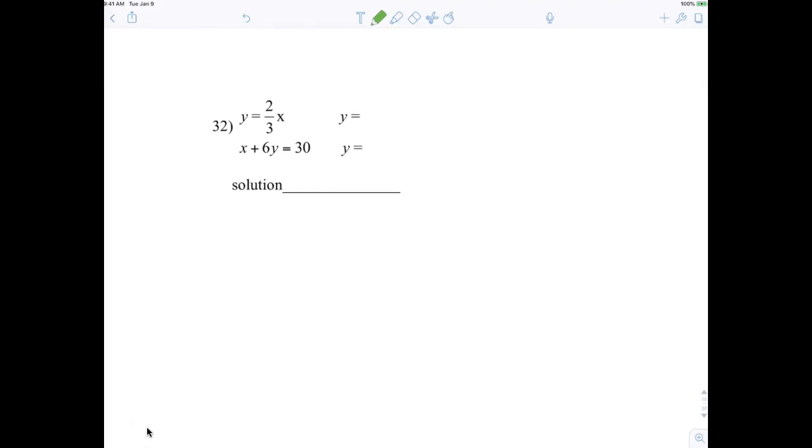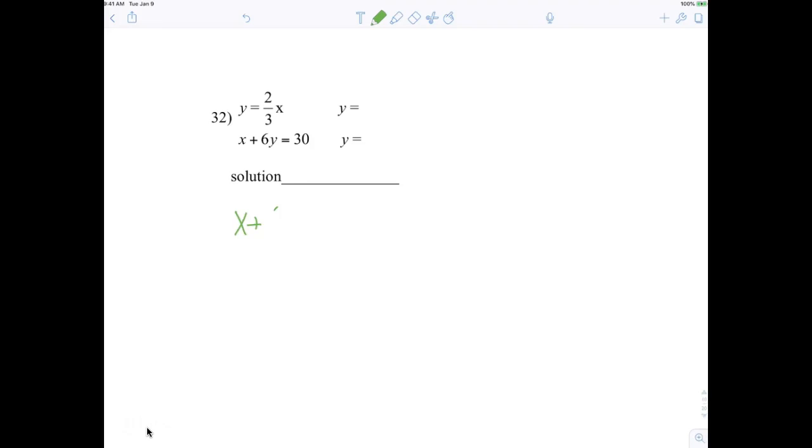Uh-oh. 32 is a good substitution problem because it has a fraction. All right, so we're going to go ahead and do this. Wherever I see a y, I put what? So come on, we can do this. x plus 6 times 2/3 x equals 30. Now, everybody should be able to tell me what is 6 times 2/3? 4. If you don't know that, we're not allowed using calculators for fractions. Everybody okay with that being 4?